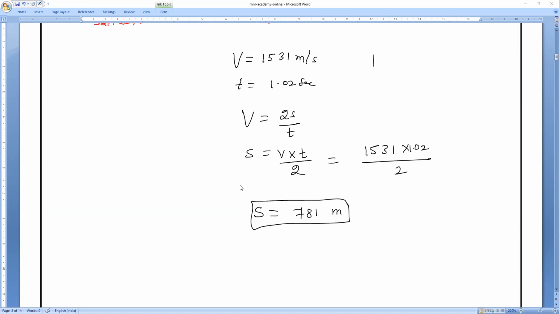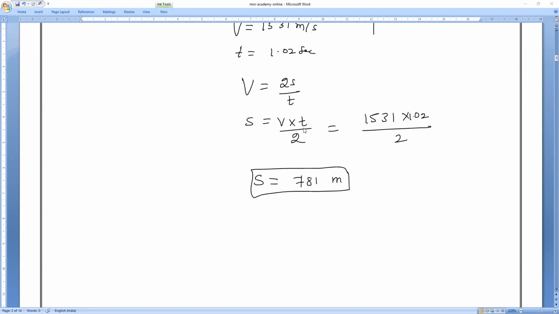Similar question you have to calculate. The speed of the ultrasound through seawater is 1531 meter per second. And the time interval between the transmission and detection is 342 seconds.